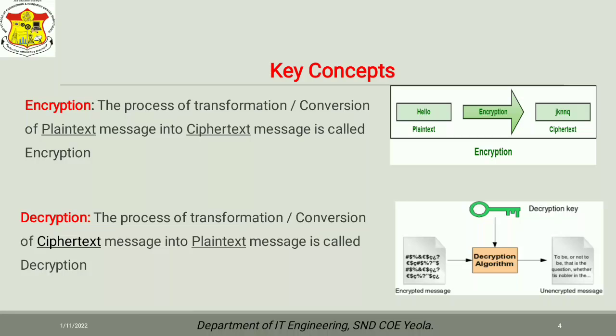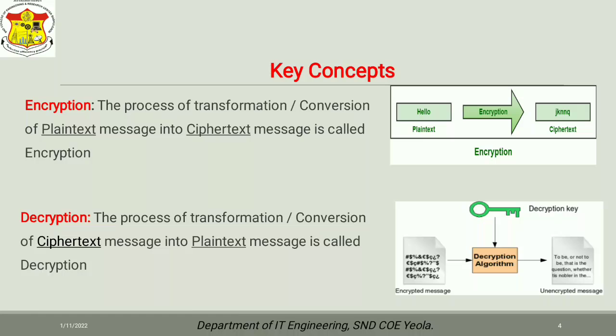Next question comes to our mind. What is plain text? Plain text is nothing but a clear text message or original message, and ciphertext is the coded message of the plain text. When the plain text is codified with the help of any suitable scheme, then the message is known as ciphertext.